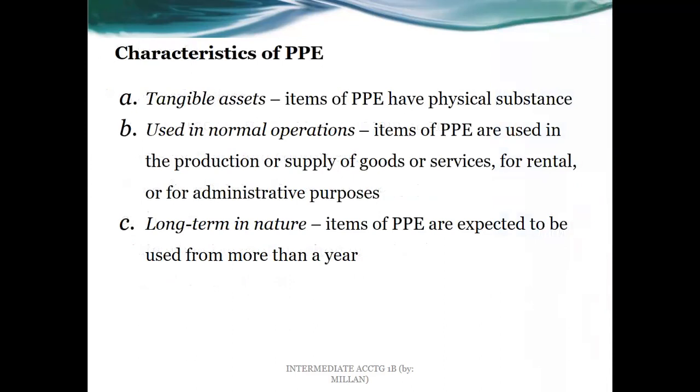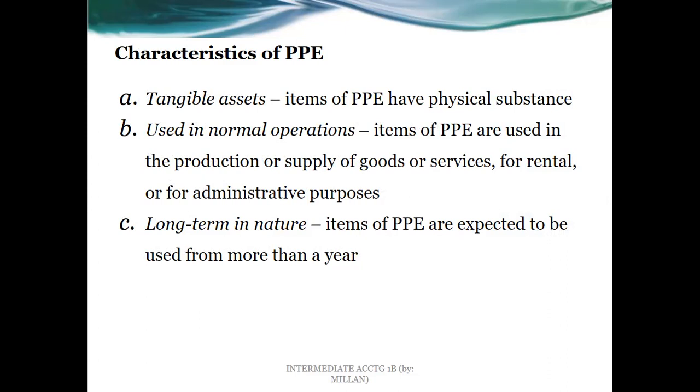Now, for the characteristics of PPE, there are actually certain definitions that would involve the characteristics. However, these are the common characteristics or the usual ones that we can spot on different definitions. First is PPE are tangible assets, meaning to say they have physical substance. They can be perceived by our senses. Like, for example, the buildings, the land, furniture and fixtures, etc. That's the first item. Second is it can be used in normal operations.